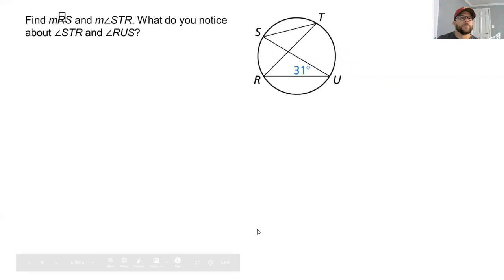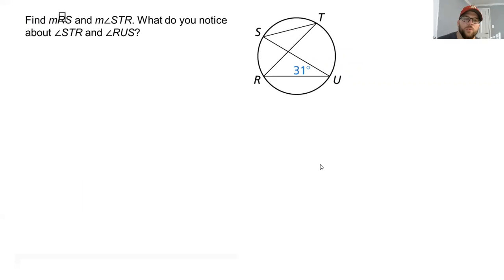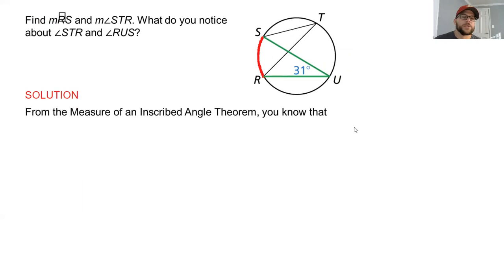Moving on to find the measure of arc RS and your inscribed angle STR. Let's find that arc measure first. SR is right there, the indicated red arc. It matches up with this inscribed angle of 31 degrees right here. Since we are going from in to out, from small to big, we multiply by 2. 2 times 31 is 62 degrees for that arc measure.